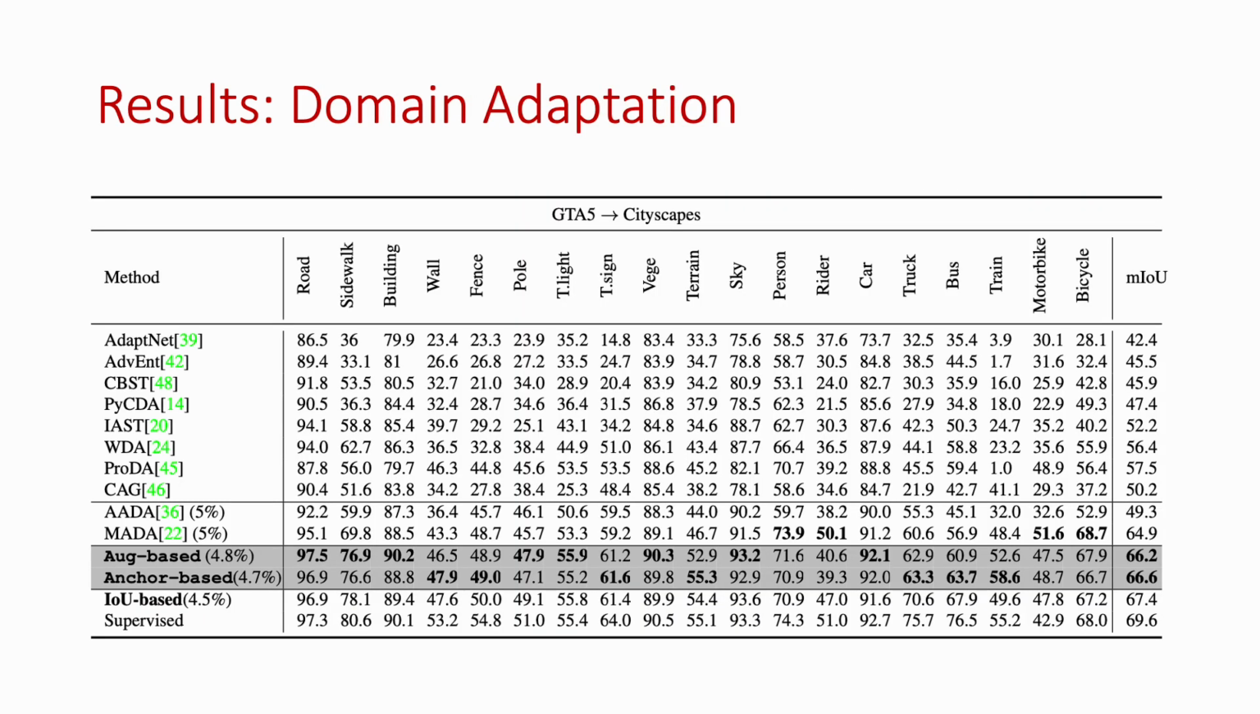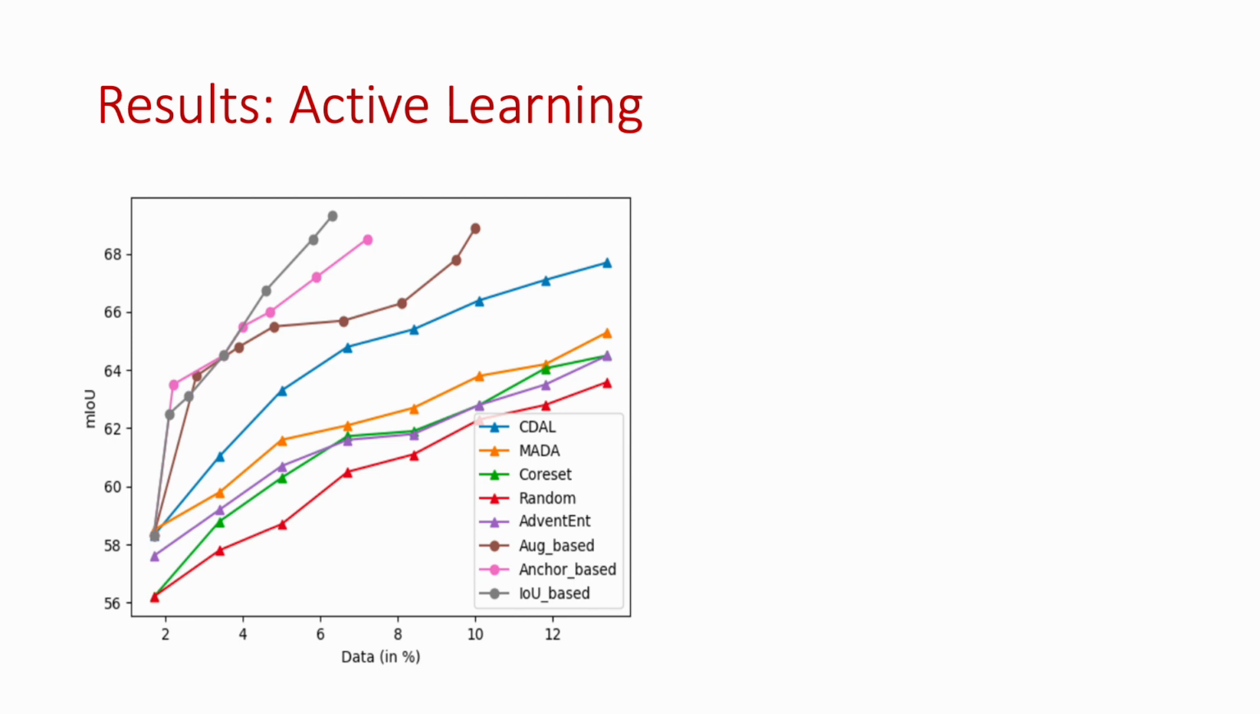Here we show the comparison with domain adaptation techniques on GTA5 to Cityscapes settings. We can see that the proposed approach uses less data as compared to recent baselines. We compare with different active learning techniques. We observe significant improvement in mIoU using our technique for all annotation budgets.